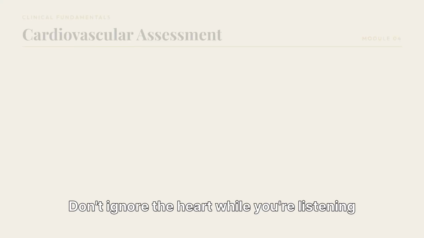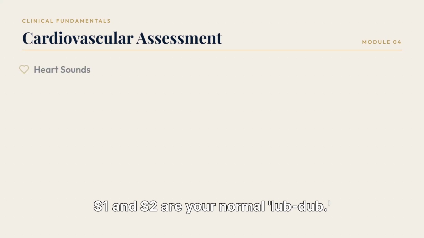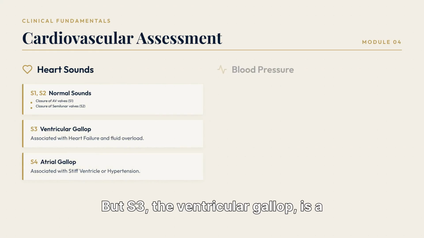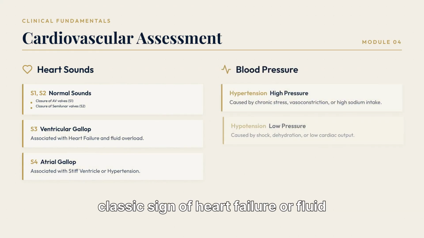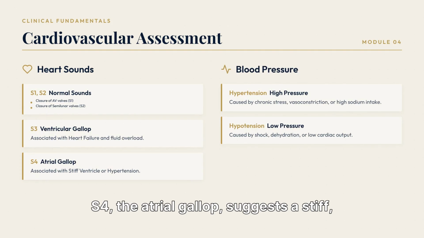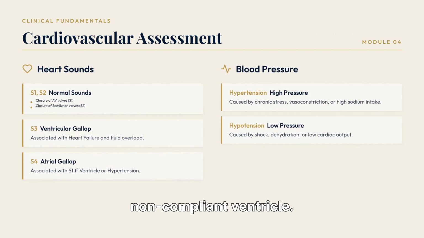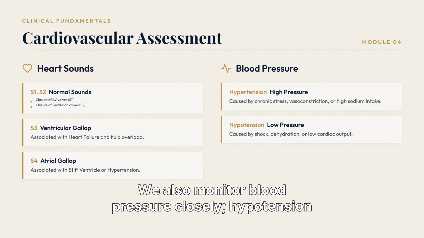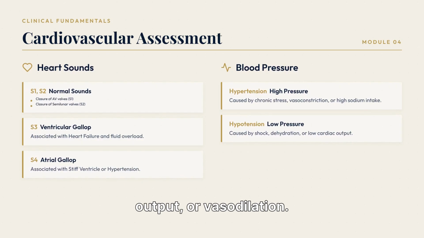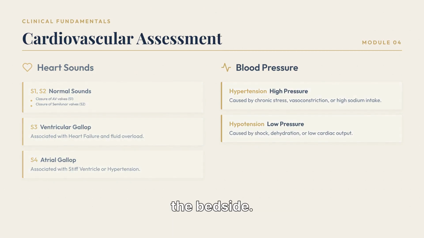Don't ignore the heart while you're listening to the lungs. S1 and S2 are your normal lub-dub, but S3, the ventricular gallop, is a classic sign of heart failure or fluid overload. S4, the atrial gallop, suggests a stiff, non-compliant ventricle. We also monitor blood pressure closely. Hypotension is a sign of shock, decreased cardiac output, or vasodilation. A therapist who understands both the lungs and the heart is a master of the bedside.